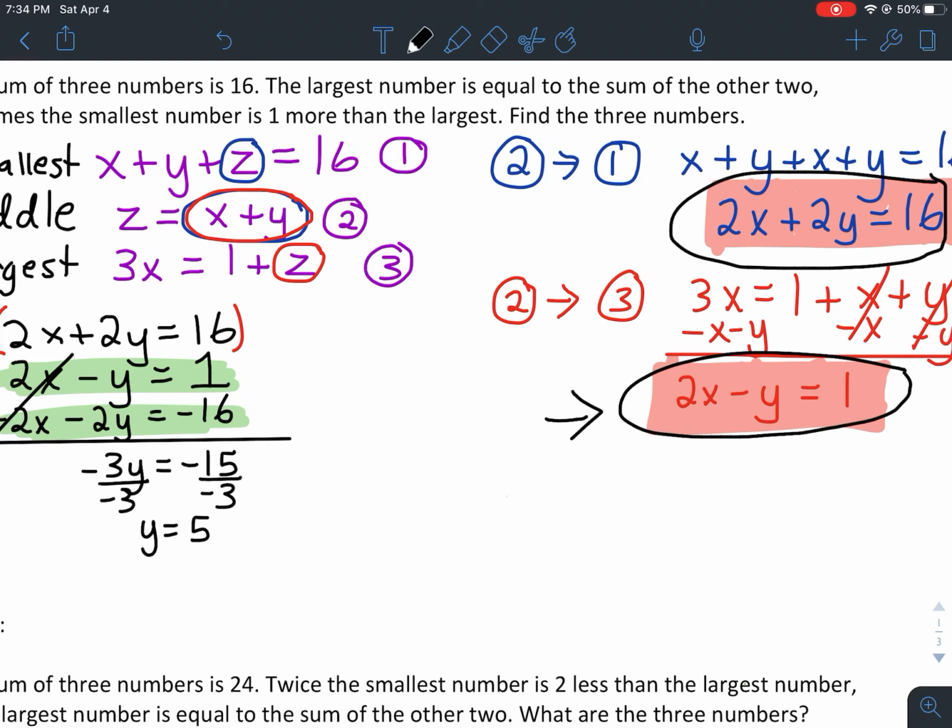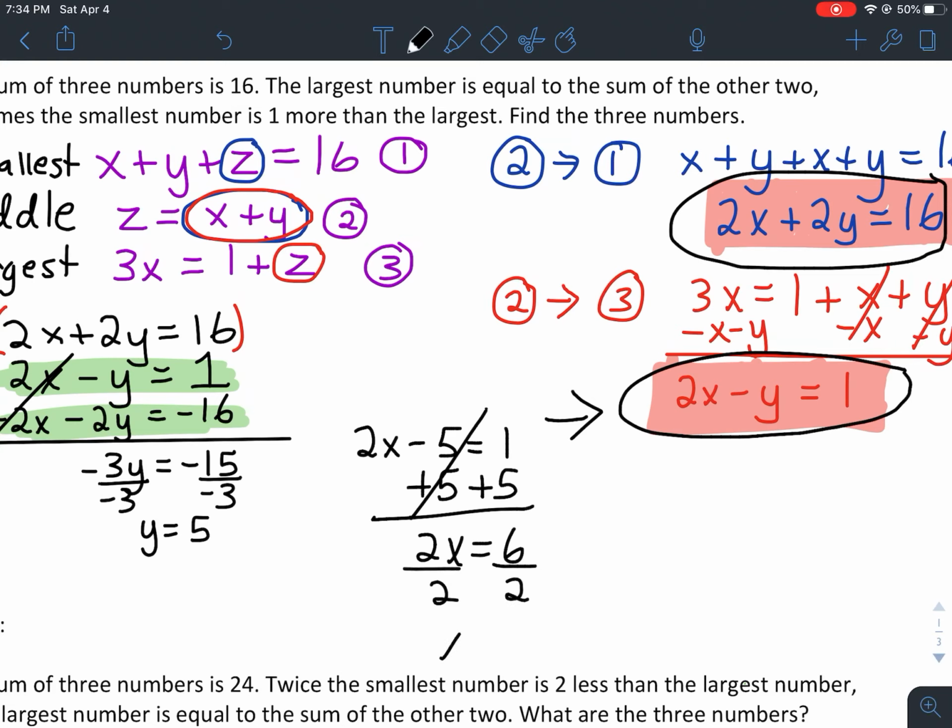And if I plug in 5 for y, here's what happens. I end up getting 2x minus y, well, we know y is 5, equals 1, and then I just have a two-step equation. Add 5, and divide by 2. So now I know that x is equal to 3, so the smallest number is 3.